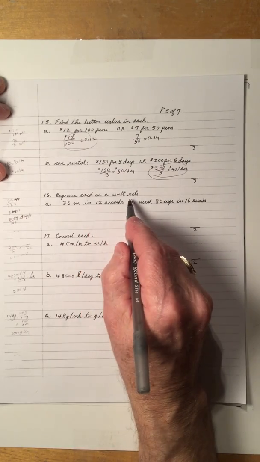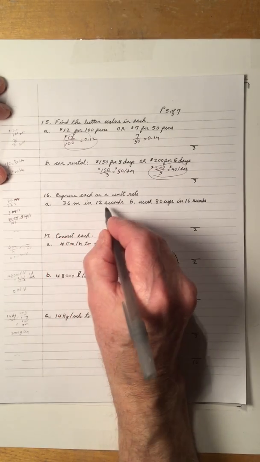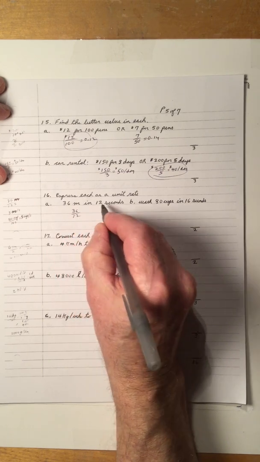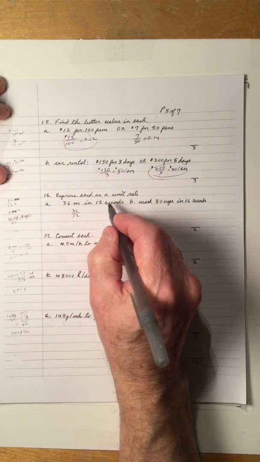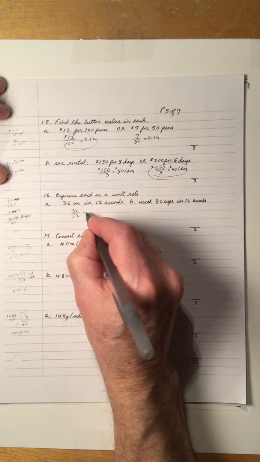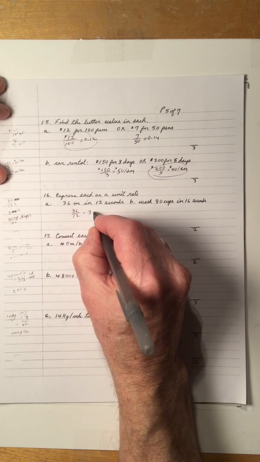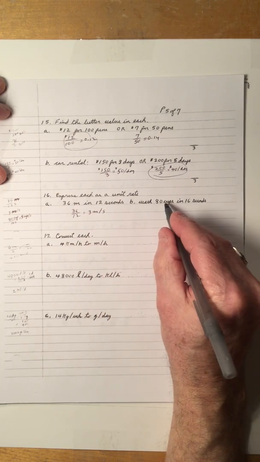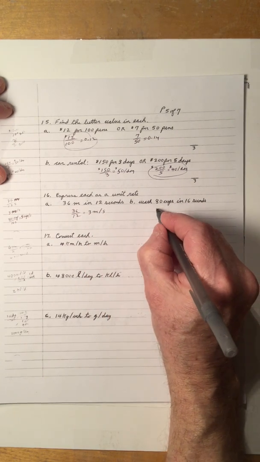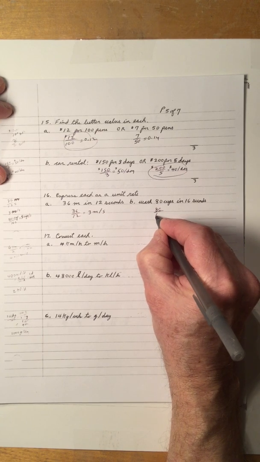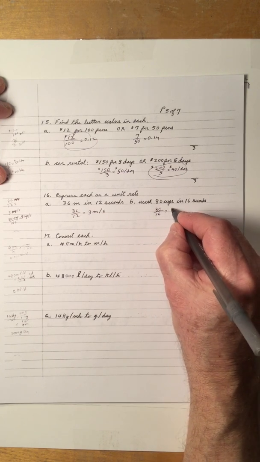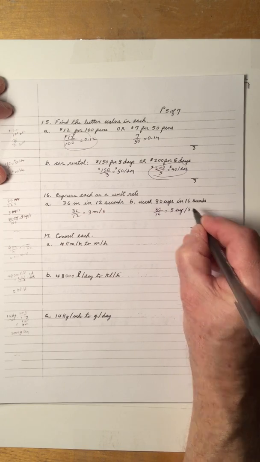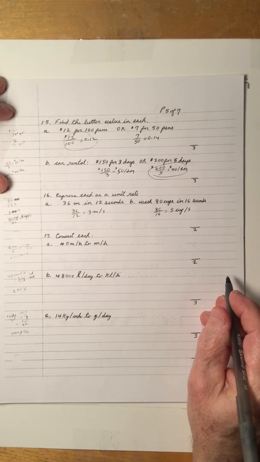Express each as a unit rate. So 30 meters in 10 seconds is 30 divided by 10. 30 meters in 12 seconds is 30 divided by 12. That is 3. So it's 3 meters per second. If you wash 80 cups in 16 seconds, that gives you a 5. So that's 5 cups per second as a unit rate.